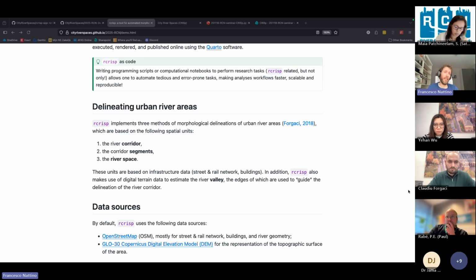These morphological delineations are based on infrastructure data, so either the street or rail network or the buildings. There is also a fourth delineation layer, which is actually the starting point of the delineation, which is the river valley, which is used as an initial starting point to guide the delineation of the corridor.